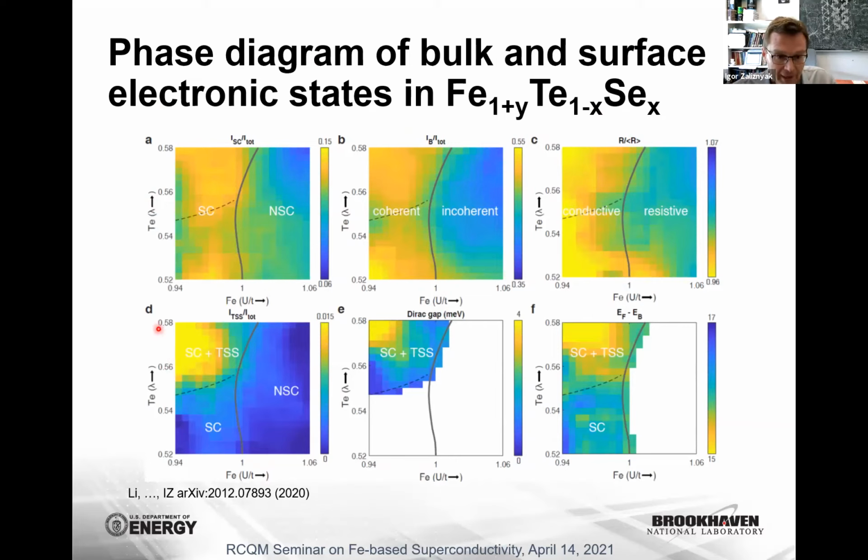Now, it is only in the superconducting phase, but only at a high tellurium content, that the topological surface state feature is observed. So you see, this is the intensity of the topological surface state feature. We see that there is a separate region in the superconducting part of the phase diagram which also hosts topological superconductivity. The Dirac gap that opens in this phase actually closes at the phase boundaries. So the topological superconductivity arises together with the Dirac gap.